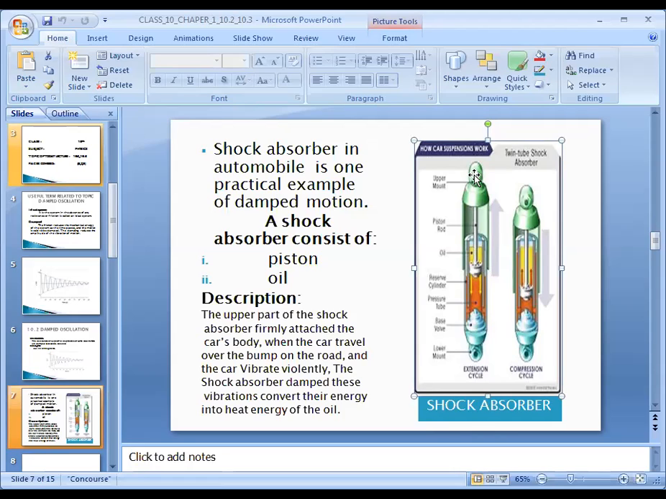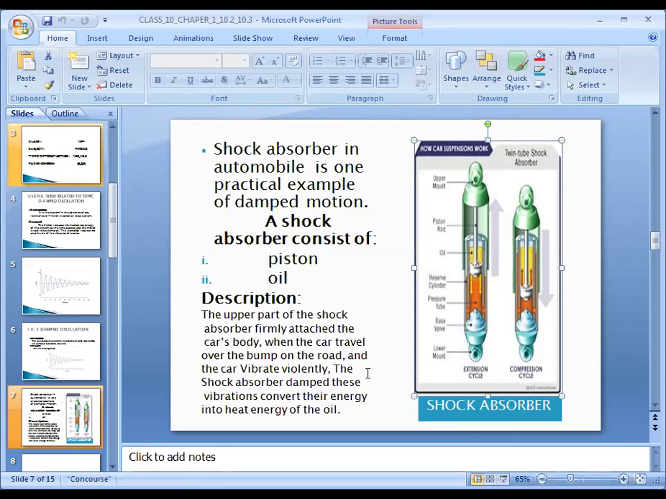The upper part of the shock absorber is firmly attached to the car's body. And when the car travels over bumps, jumps on the road, the car vibrates. You have seen the car start vibrating violently. What happens? The shock absorber damps this.